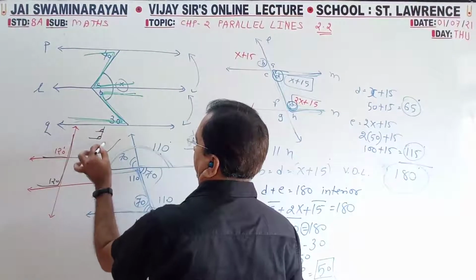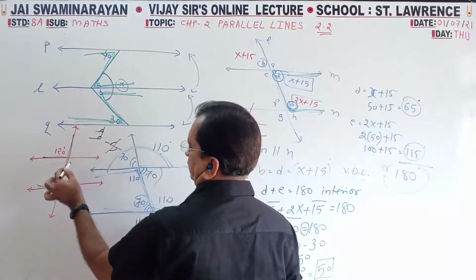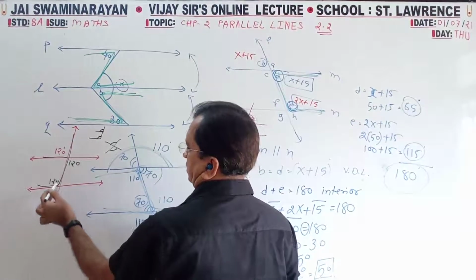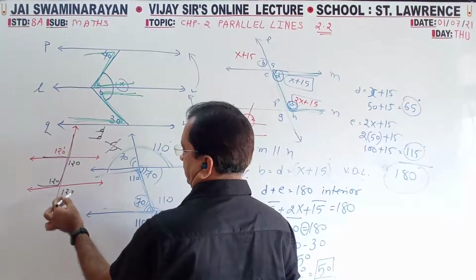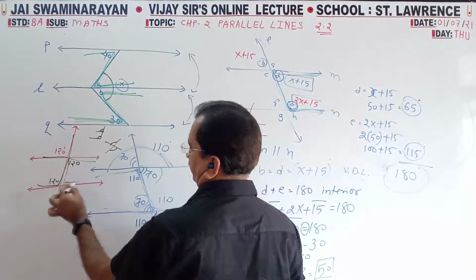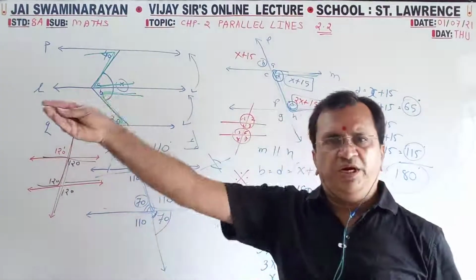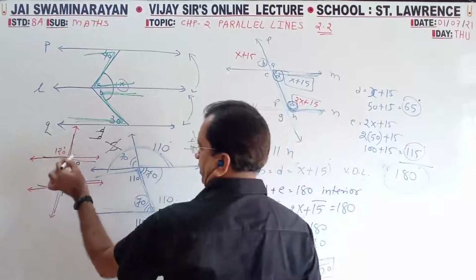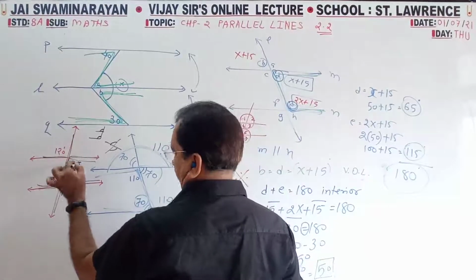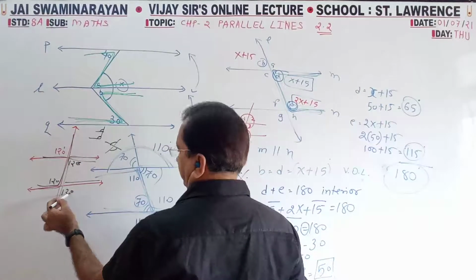Now you can see X. This is 120, this is 120. This is 120, this is 120. Or you can find F. So 120 to 120, then Z, so 120 to 120, again X, 120 to 120.